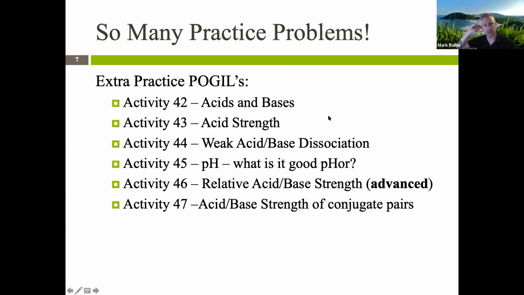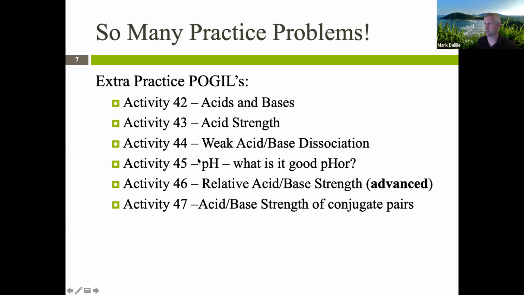I mentioned this to Jesse right before our class started today. This is the part of the semester that has the most practice problems out of the entire semester in POGL. And these activities are basically like, what is an acid? What does it mean to be a weak acid or a weaker acid? What are conjugate acids and bases? So the first three really deal with the topics we're talking about tonight in class.